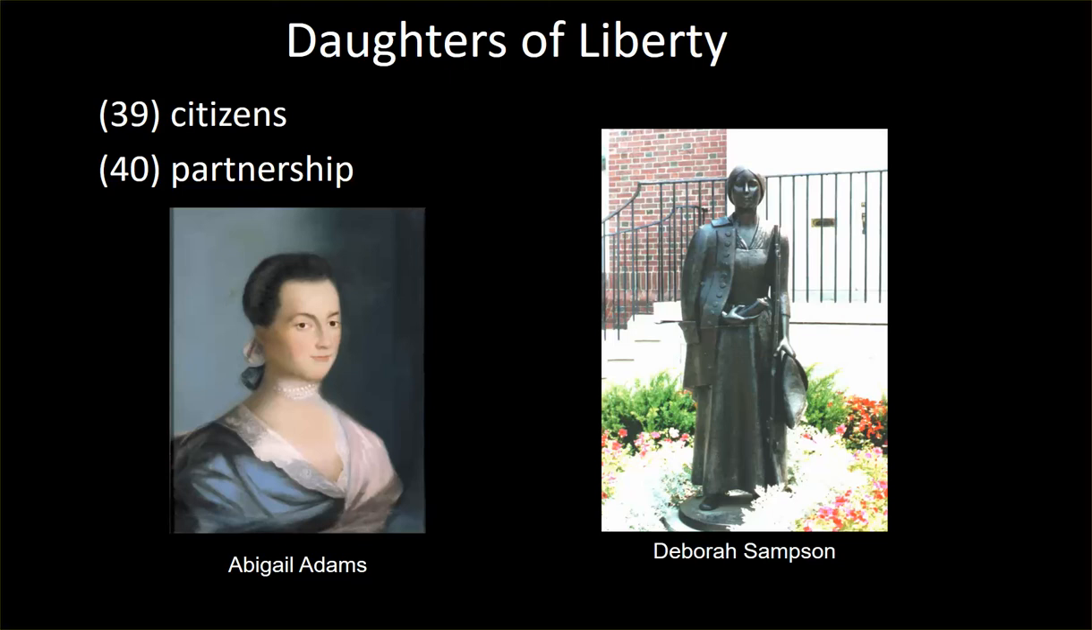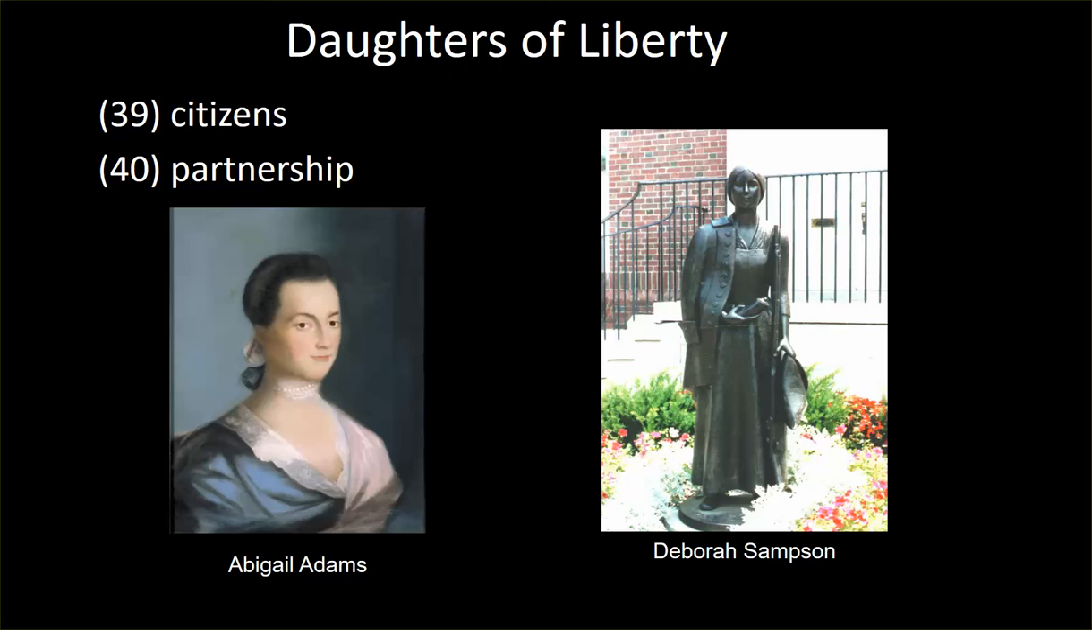Of the new state constitutions, only New Jersey granted the right to vote to women who met the property requirements. But then in 1807, New Jersey went back and changed that. They added the words male and white to their voting laws, disenfranchised all their women and all their free black men. The citizen of a republic was really assumed to be male.